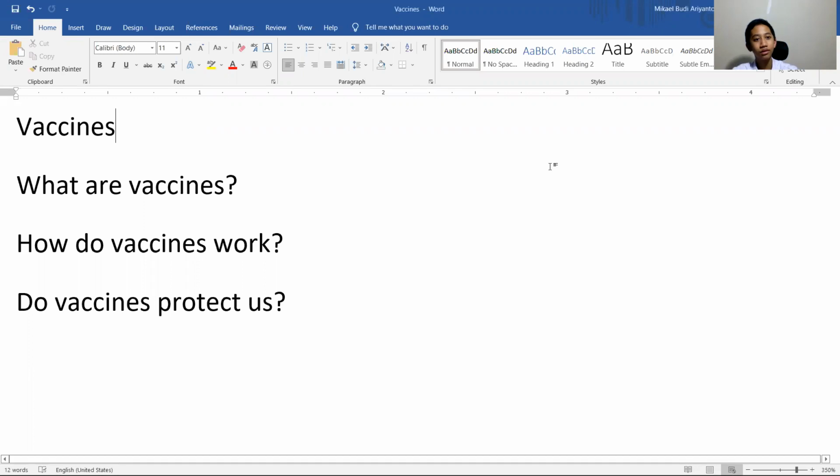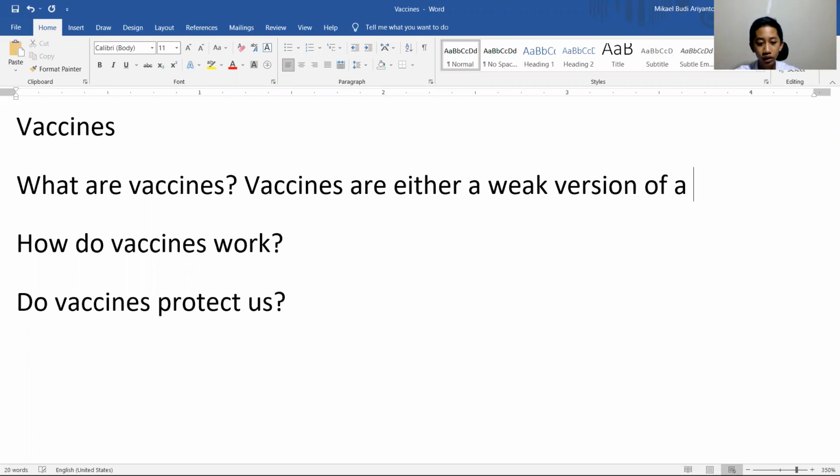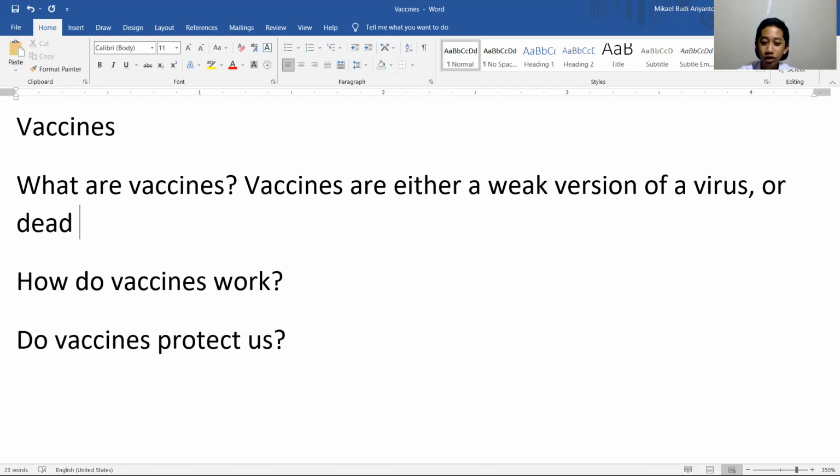Now, what are vaccines? Vaccines are either a weak version of a virus, or dead viruses, or semi-destroyed viruses, but just categorize that in dead viruses. Like I said, a weak version of a virus or dead viruses. Those are vaccines in a nutshell.